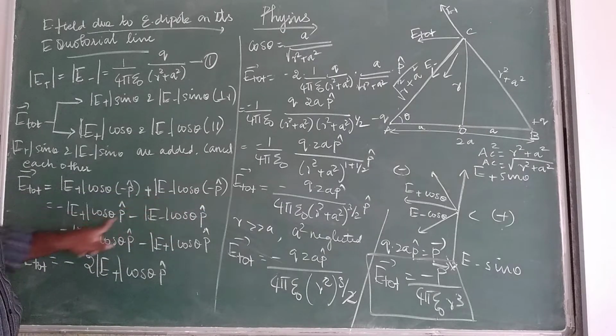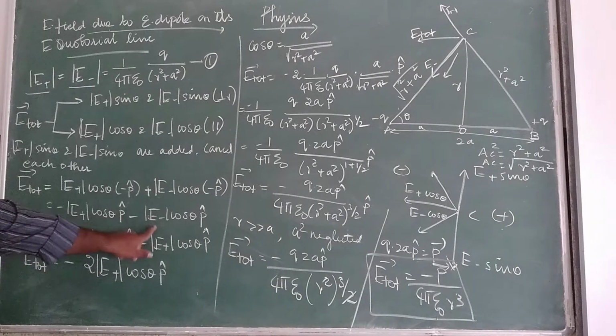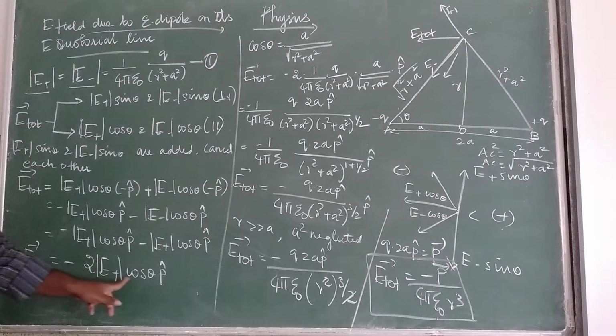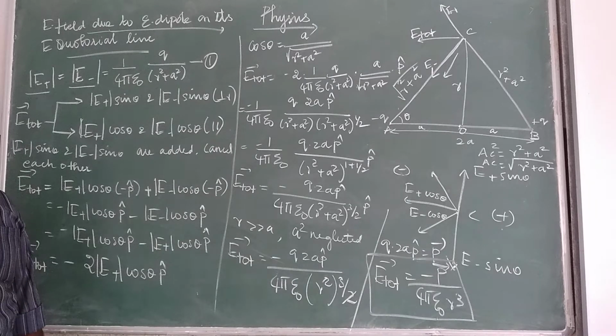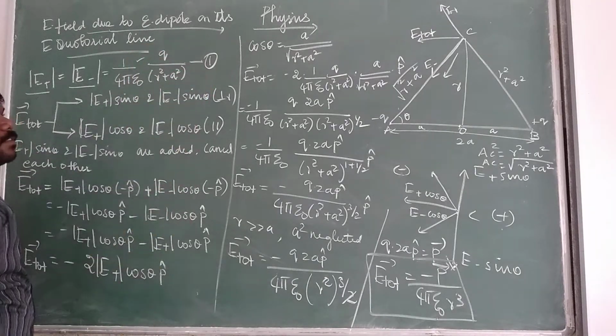Okay, so minus into minus minus, and already we know that the magnitude of E plus is equal to the magnitude of E minus. So in the place of E minus we are going to substitute E plus. So minus twice the amount of E plus cos theta into p cap. Already we know the value of E plus, and we know the cos theta value.